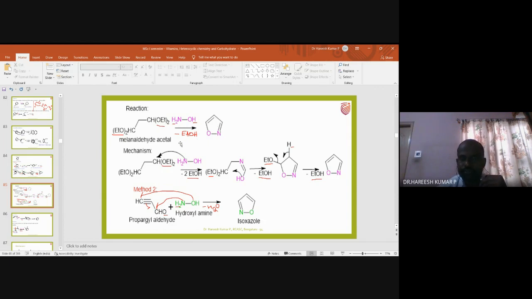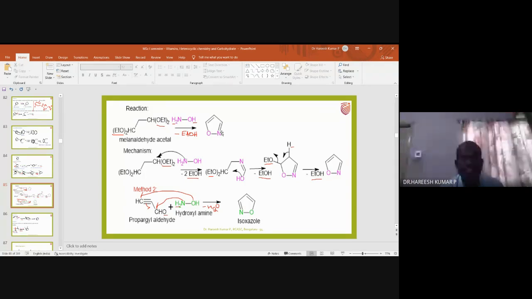So here 4 molecules of ethanol are going out, in addition to the removal, that's all. 4 molecules of ethanol are going out. So that is how a malonaldehyde acetal is converted into isoxazole on treating with hydroxylamine.